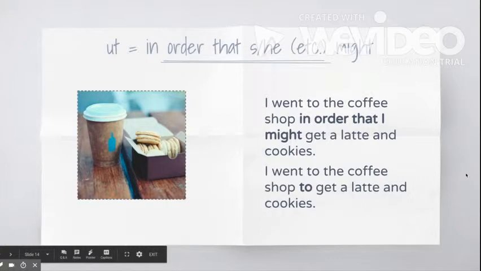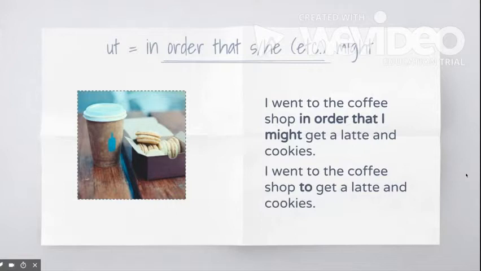So ut really, in a very formal sense, means in order that he or she might. But that's a lot of words in an English sentence. So you could say a sentence, I went to the coffee shop in order that I might get a latte and cookies. But as I said, it's very verbose to say it like that. And in English, we can render the same phrase more simply as, I went to the coffee shop to get a latte and cookies. So we can use ut in a formal sense, in order that, or we can use it in a simplified sense to just mean to.